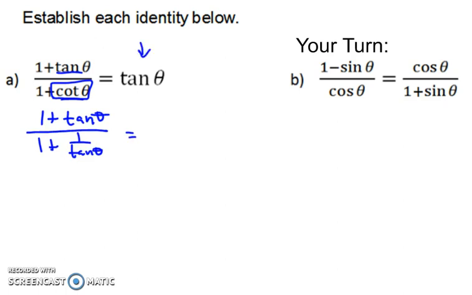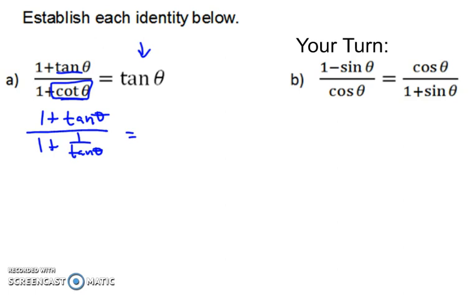Now I could change this all into sines and cosines at this point, but I think that could get really messy. Then I'll have 1 plus sine divided by cosine, divided by 1 plus 1 over sine over cosine. So then I've got fractions over other fractions over other fractions. That's a lot of fractions. I would avoid that for right now and make that a second option. If I totally get stuck, maybe I'll go back and try that.